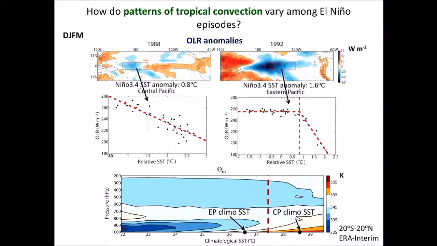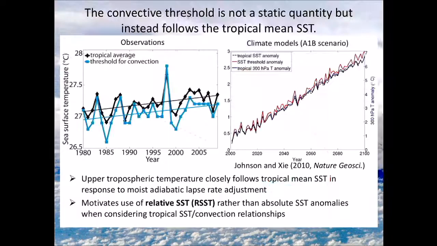deep convection. Whereas in the Central Pacific box, you can see it's conditionally unstable in climatology, so both positive and negative perturbations in SST are associated with perturbations in the mean CAPE and deep convection. So it really relates to the differences in the climatological SSTs. Okay. But this convective threshold is not a static quantity, and instead it closely follows the tropical mean SST.